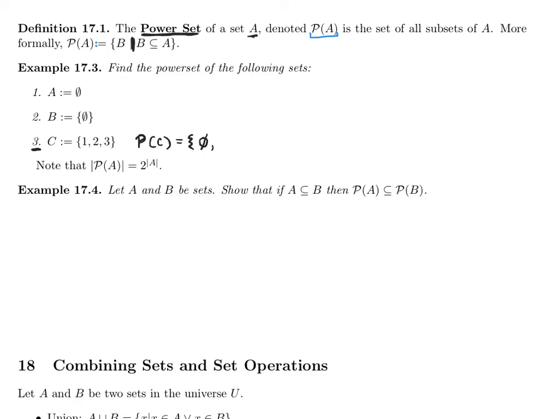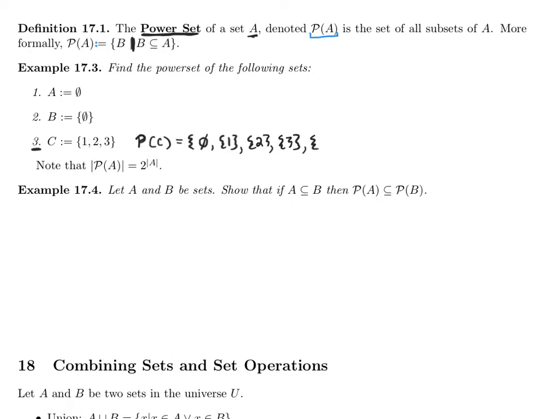Well, let's do all the subsets that have exactly one element. So we have the subset just containing 1. You can see that this set here is a subset of C, since the set containing 1 has one element, and that element is indeed in C. So this set is a subset of C. Similarly, the set just containing 2 and the set just containing 3 are subsets. They're all the one element subsets.